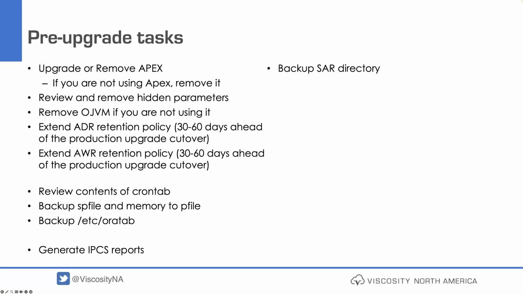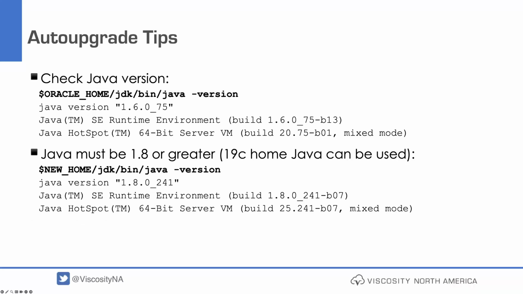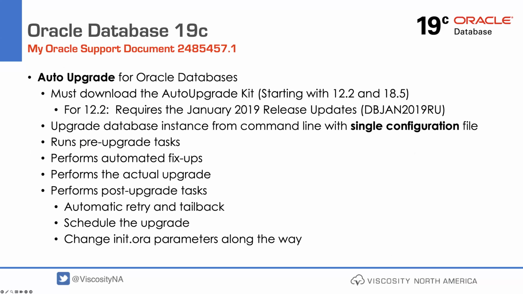So let's talk about AutoUpgrade. I'm going to skip the DBUA side. Like I said, Oracle announced the deprecation of that tool, so we're going to go straight to AutoUpgrade. From an AutoUpgrade perspective, make sure you're on the latest Java. You can use the Java from Oracle Home, but we always tell our customers to update their Java if they can.